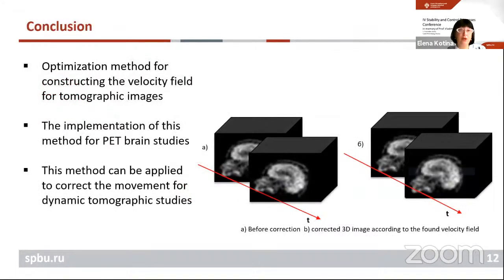And in conclusion, a new optimization method for constructing the velocity field for tomographic images is proposed. The implementation of this method on the example of a PET brain study is considered, and this method can be applied to correct the movement for dynamic tomographic studies. The development of motion correction methods for PET studies became especially important with the development of PET hardware, with the improvement of the spatial resolution of new PET cameras, when motion artifacts became a limiting factor. This method can also be used to correct movement in different studies of organs and systems of the human body.